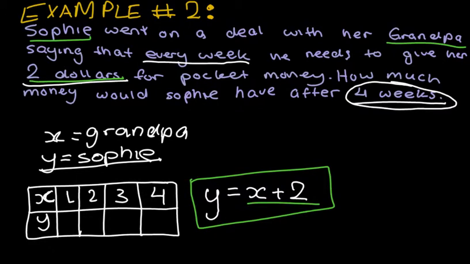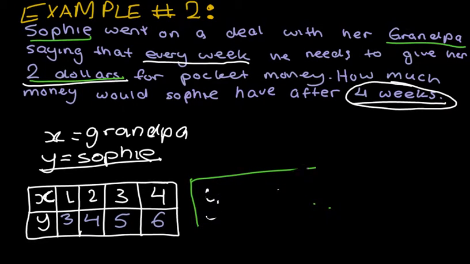So, if we now work it out, saying x plus 2 for every single one, 1 plus 2 is 3, 2 plus 2 is 4, 3 plus 2 is 5, and 4 plus 2 is 6. So that is how you work it out. Now, once we get all of this down, we can now put this on a graph.